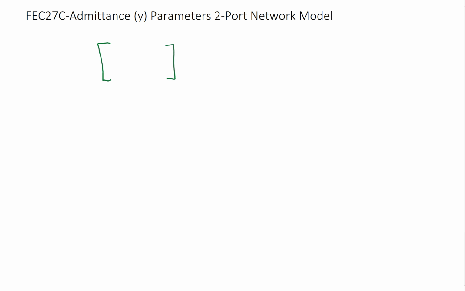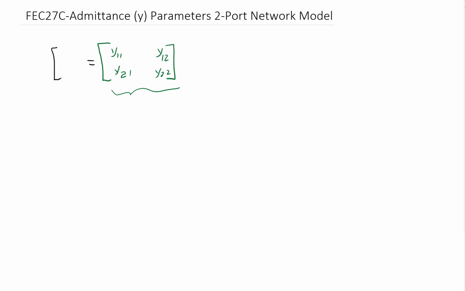We refer to the Y parameters based on their location in the matrix. This is a 2 by 2 matrix, so you've got Y11, Y12, and then Y21 and Y22. This is referred to as the Y parameters. Now, as we've done before, this describes a system of equations, and typically we write that system of equations in this form.